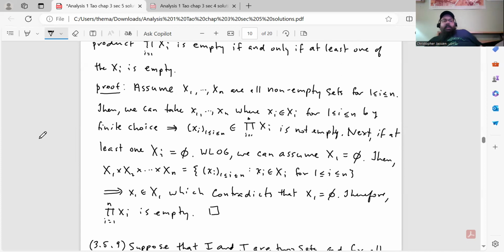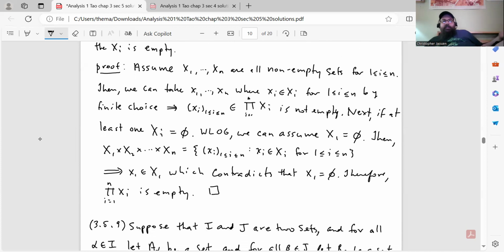Next, if at least one X_i is empty, then without loss of generality we can assume that X_1 is the one that's empty. There may be other ones that are empty too, but at least one of them, we can assume, is X_1. Then the Cartesian product of X_1 with X_2 and so on up to X_n is equal to the set of finite sequences (x_i), where i goes from 1 to n, where x_i is in X_i. But that implies that x_1 is an element of X_1, which contradicts that X_1 is empty. Therefore, the Cartesian product must be empty.